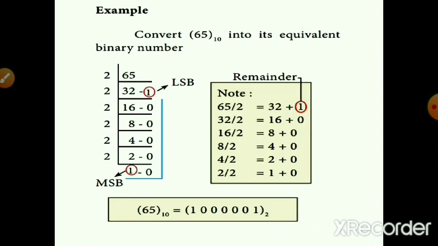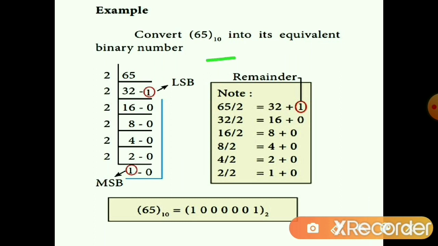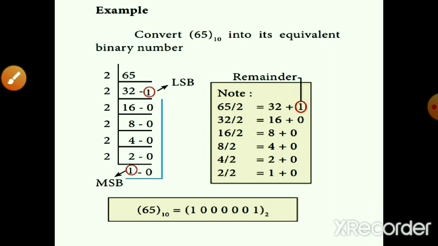For example, convert 65 base 10 into its equivalent binary. It is a decimal number. Why are we putting the subscript 10? It identifies the number system. 65 is the decimal number. 65 divided by 2. 32 2s are 64. Remainder is 1. That value is 1.